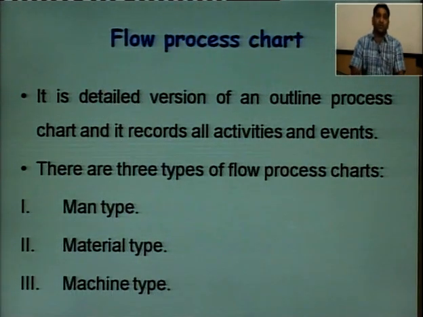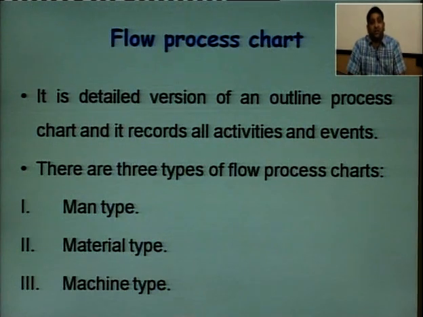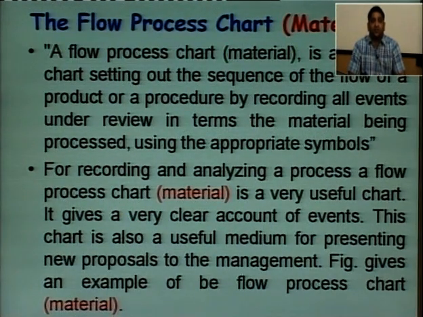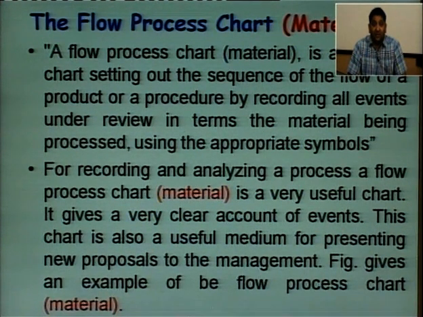Next is flow process chart. It is a detailed version of an outline process chart and it records all the activities and events. There are three types of flow process chart: man type, material type, and machine type. A flow process chart material type is a process chart setting out the sequence of flow of a product or a procedure by recording all the events under review in terms of the material being processed using the appropriate symbol.